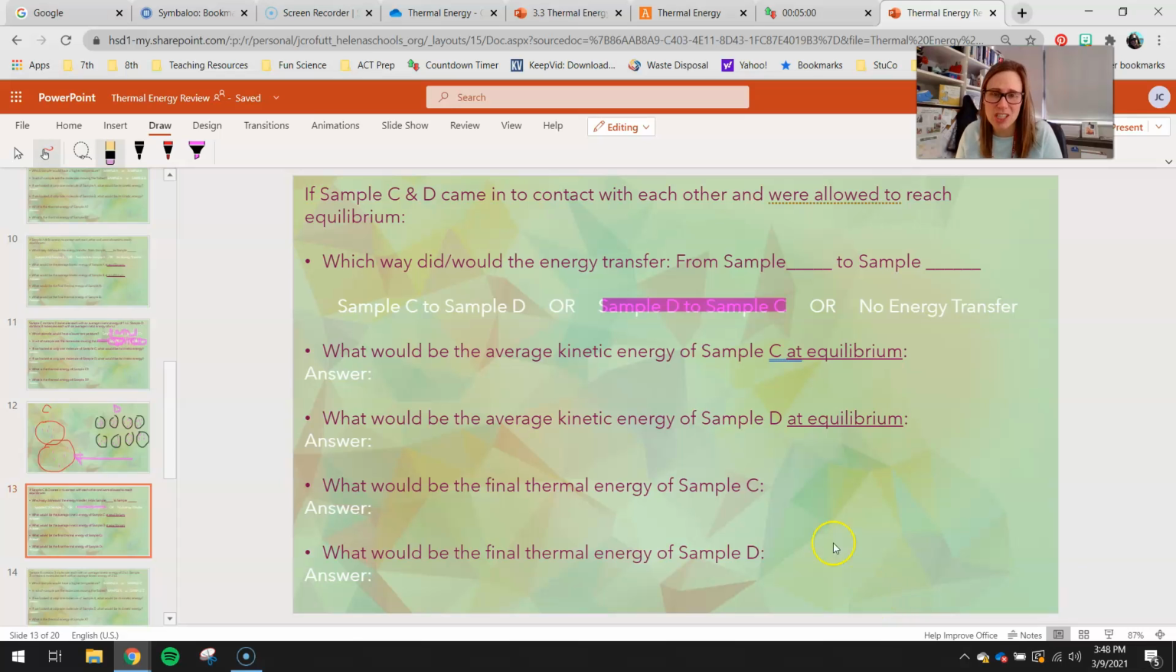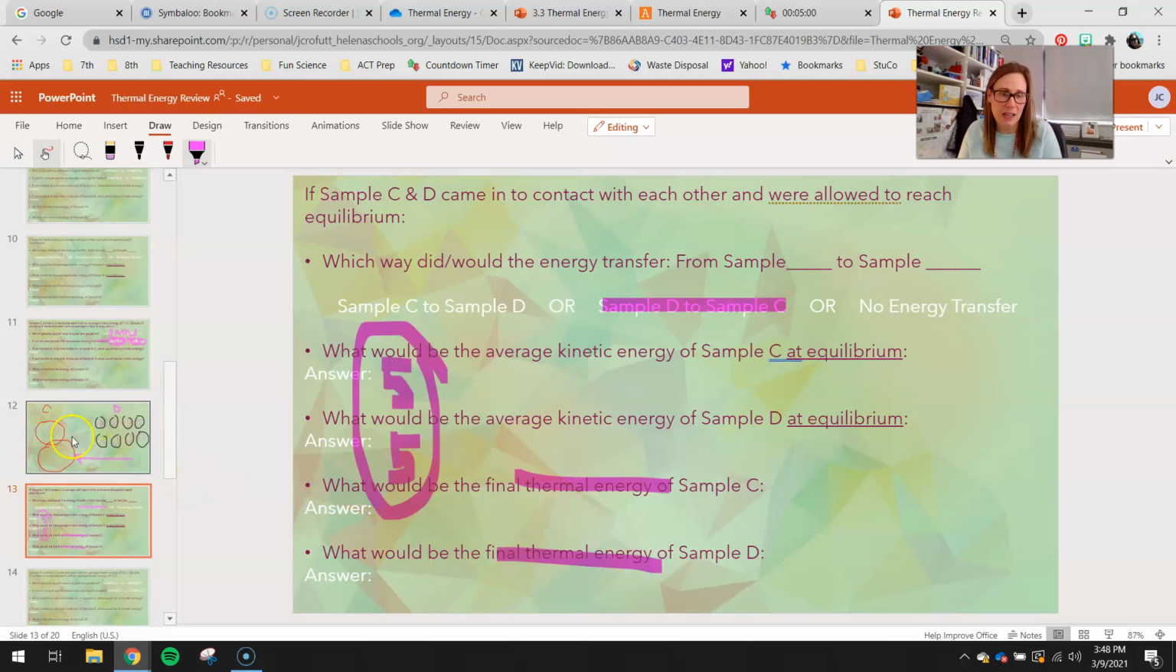Okay, what would be the average kinetic energy of sample C at equilibrium? So that's after you finish moving all of those so they're all even. So the average kinetic energy is going to be 5. What would be the average kinetic energy of sample D? 5. Again, when we're at equilibrium, this should be the same. It's not necessarily the case for the thermal energy.